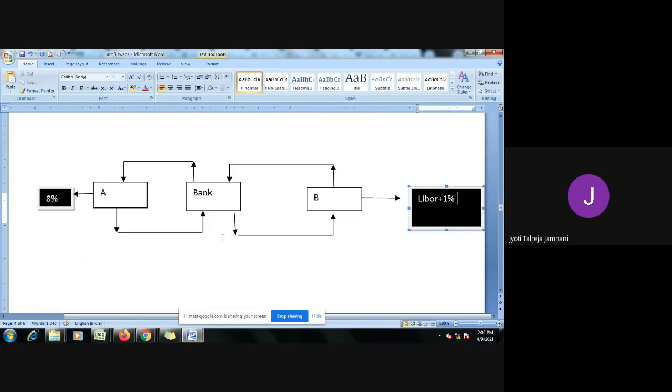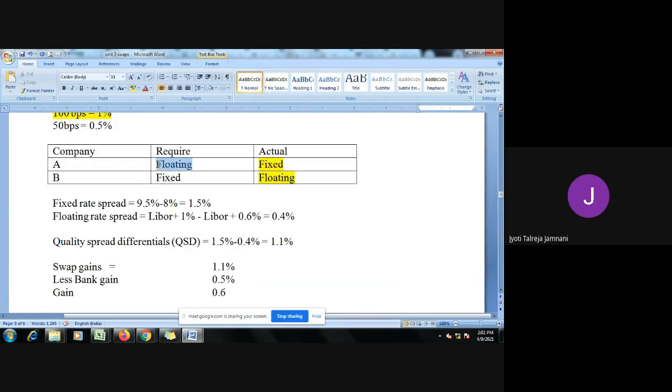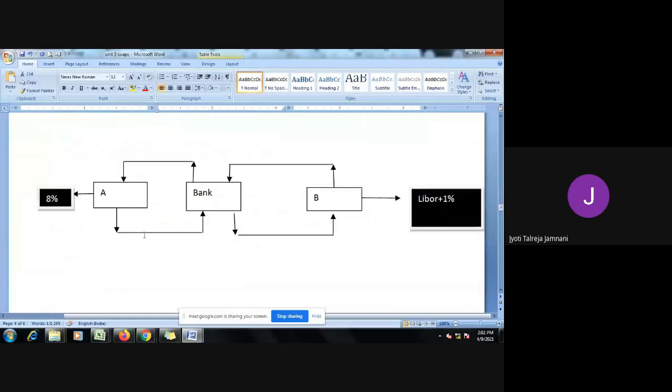Now they will look at the requirements and do the swap. So A requires floating rate. So A will swap floating rate with B. A's floating rate is LIBOR plus 0.6. So A is going to give LIBOR plus 0.6 to the bank, and the bank in turn is going to transfer it as it is to B. So from A it went to the bank, and from the bank it went to B.